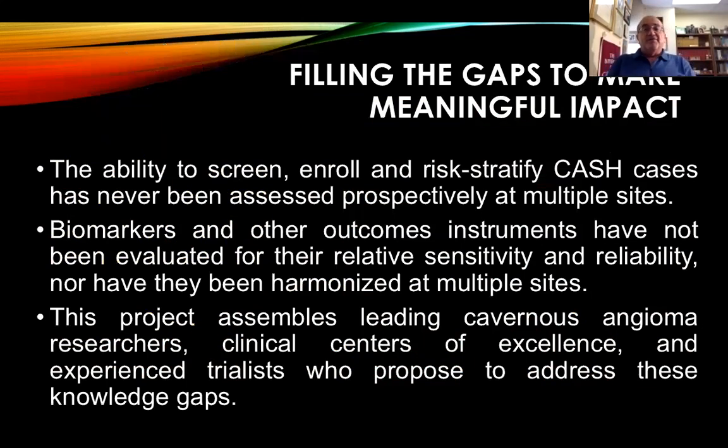So filling the gaps includes 3 questions. One, what's our ability to screen, enroll, and understand the risk mix of the patients with CASH? Second, are the biomarkers or the bleed rates going to be the same at multiple sites? And can we count them the same way across sites? And then how many of these events are we going to have during follow-up, so we know if we're going to need to follow the patient up for 1 year or 2 years or 3 years to see an effect.